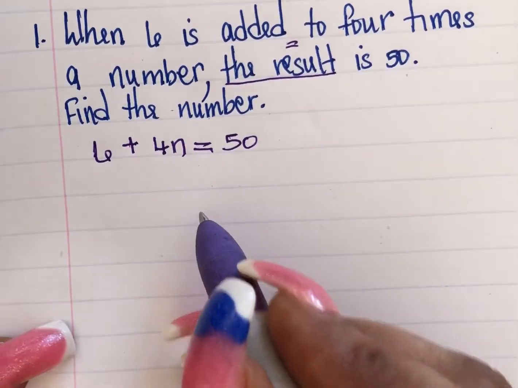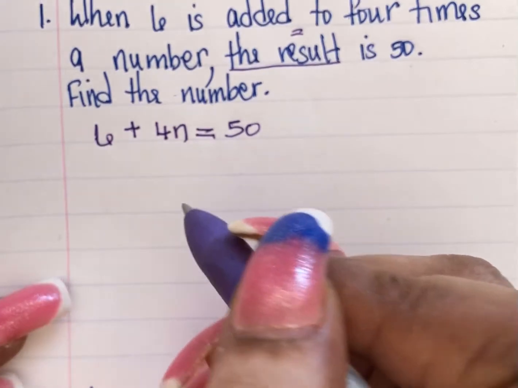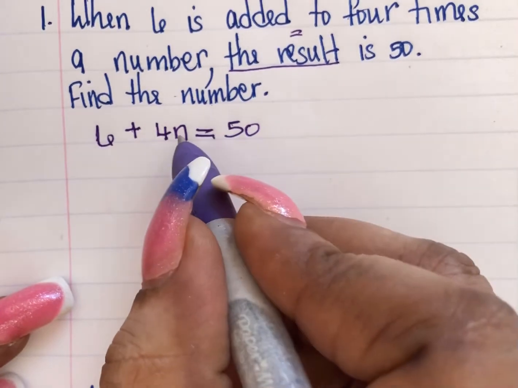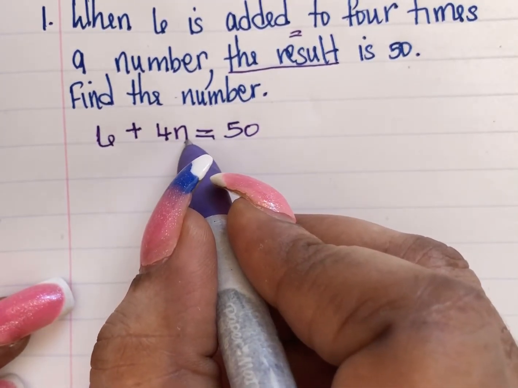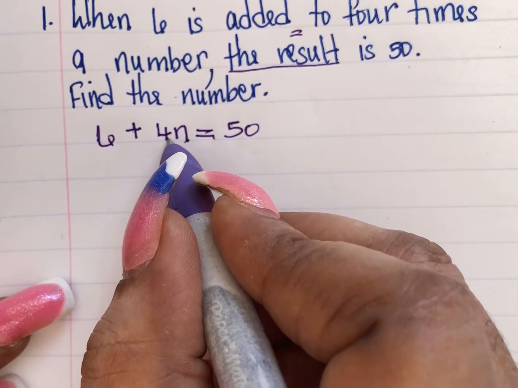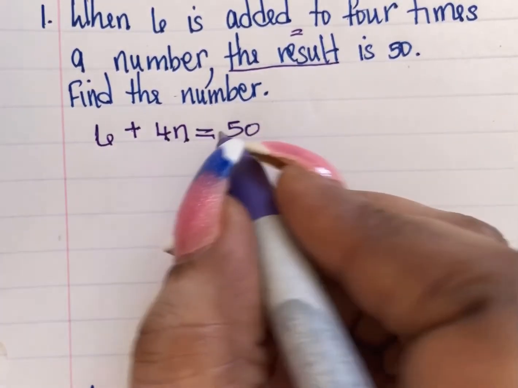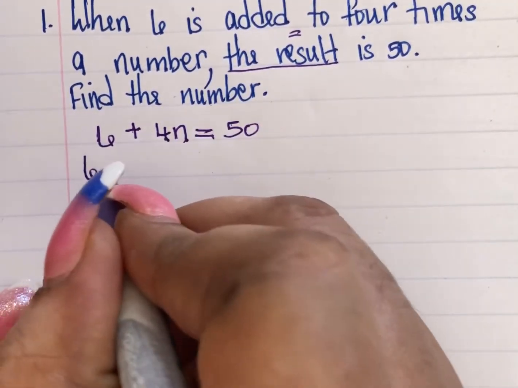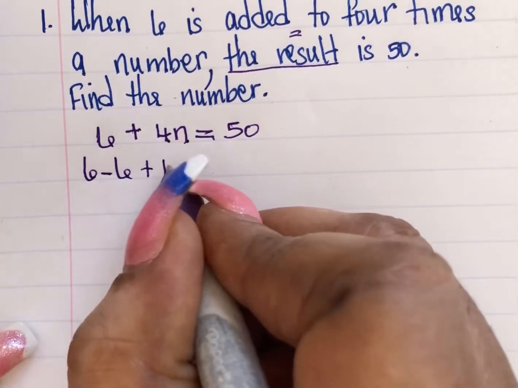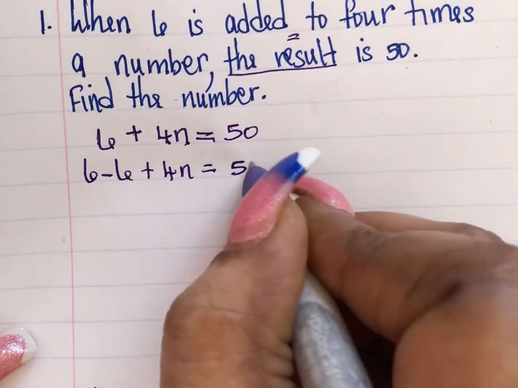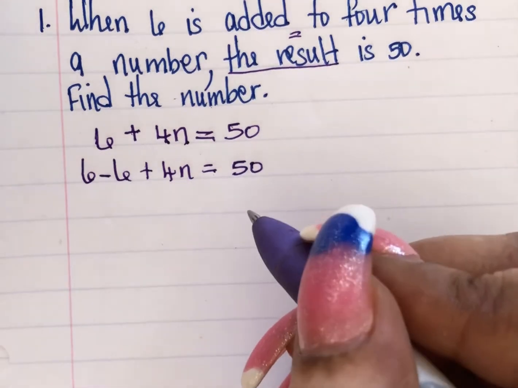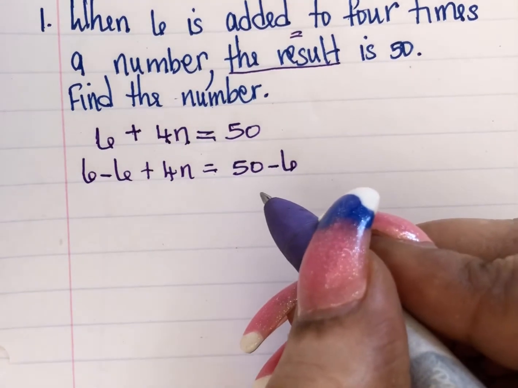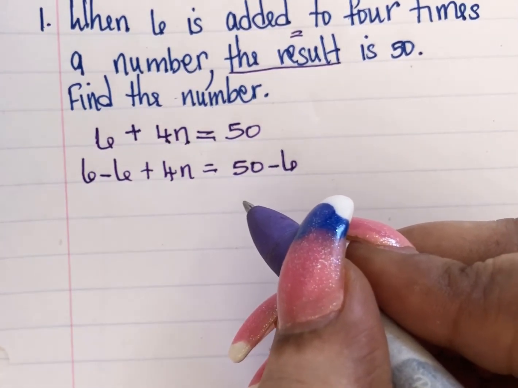We can use the balancing method. Remember the balancing method that was used to eliminate what we do not want. My unknown is n. The coefficient of n is 4. So I keep my variable and my coefficient on this side. Because 6 is positive, to use the balancing method, I will need to subtract 6. Remember, it is an equation. One side equals to the other.